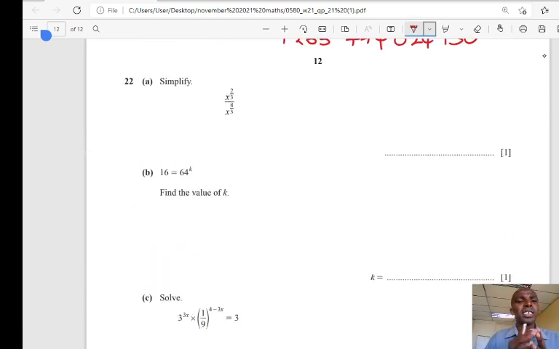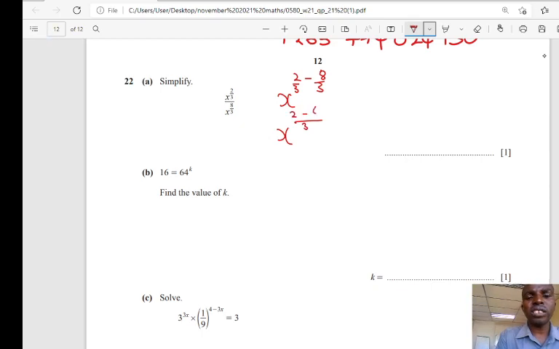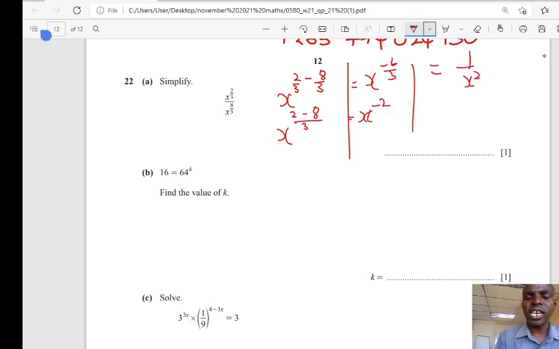Question number 22. Simplify. These are called indices, right? So you are dividing indices on the same base. What you do, you maintain the base, you subtract the powers. 2 over 3 minus 8 over 3. Common denominator is 3 here. Then 2 minus 8 is minus 6 over 3. It will be x to the power negative 2. X to the power negative 2 is actually 1 over x squared. Then that will be the answer.